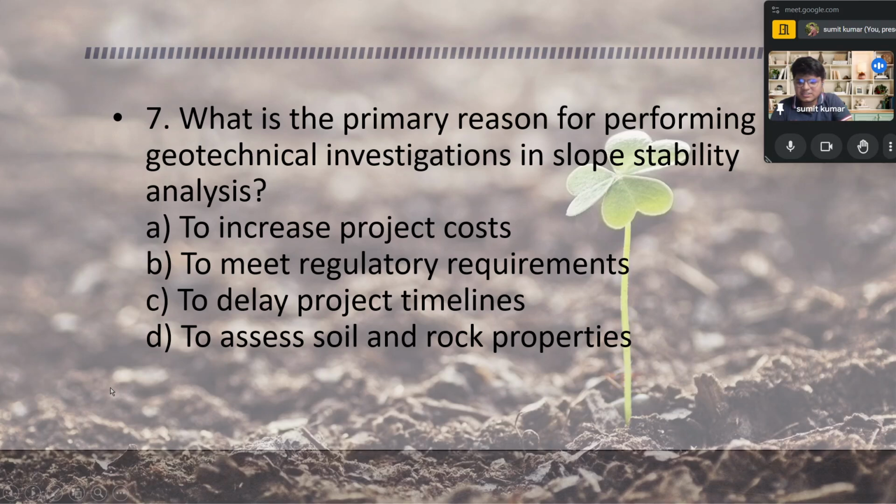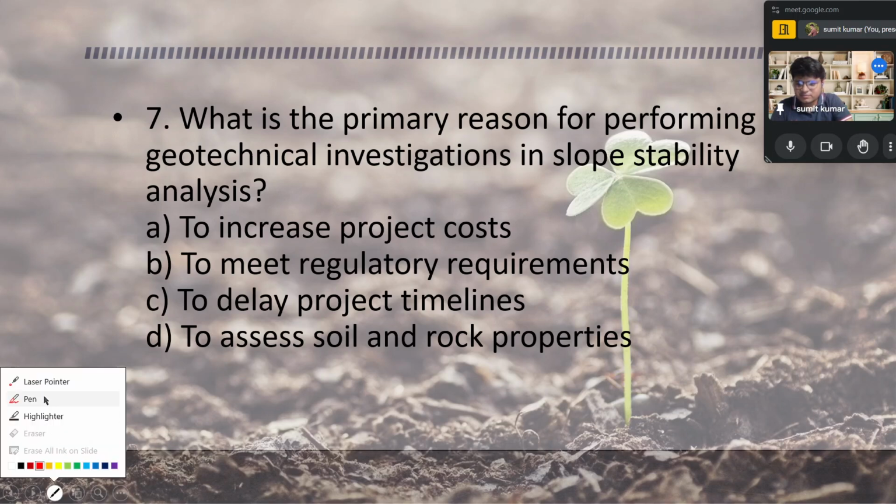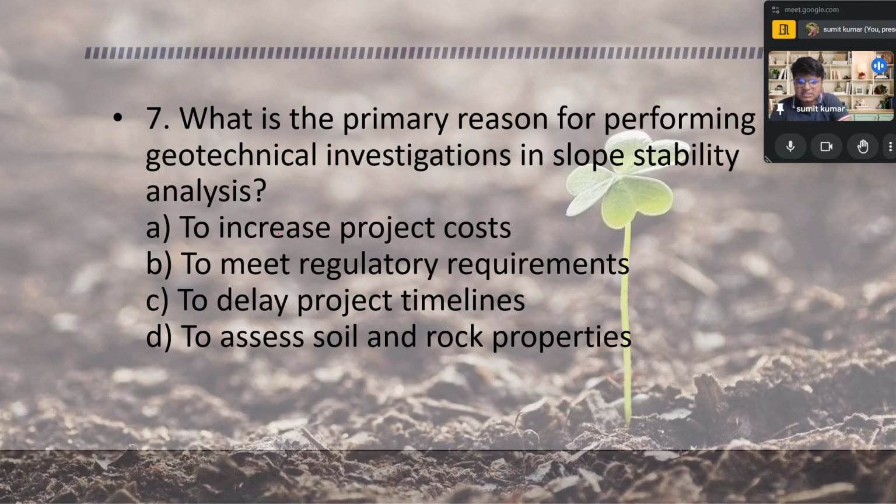Okay, so the first is to increase the cost of project. No, why we want to increase the cost of the project? And next one is to meet the regulatory requirement. It is also wrong. And next one is to delay the project timeline. Why? Why anyone want to do so?